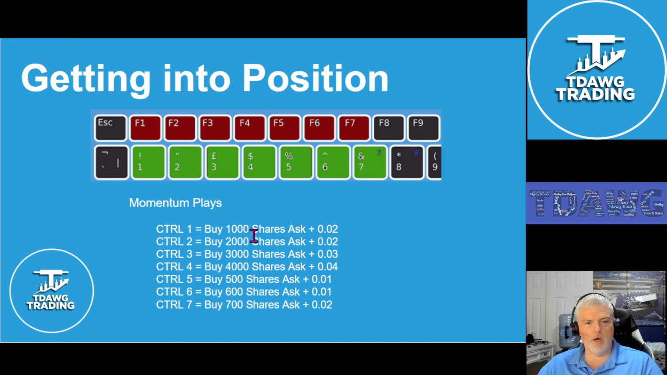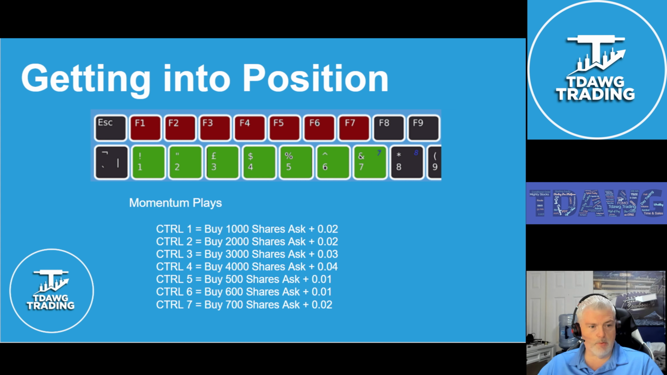Control 1, buy 1,000 shares. And I did have an offset since I'm trading momentum, low float stocks in many cases. I put these offsets on there so that I didn't miss the opportunity for a fill. Notice that my biggest hotkey is 4,000 shares. My thought process is that if I want 12,000 shares, it's Control 4 three times really fast. I wanted the capability to have 500, 600, 700 share positions. So that's the mindset that I utilize.